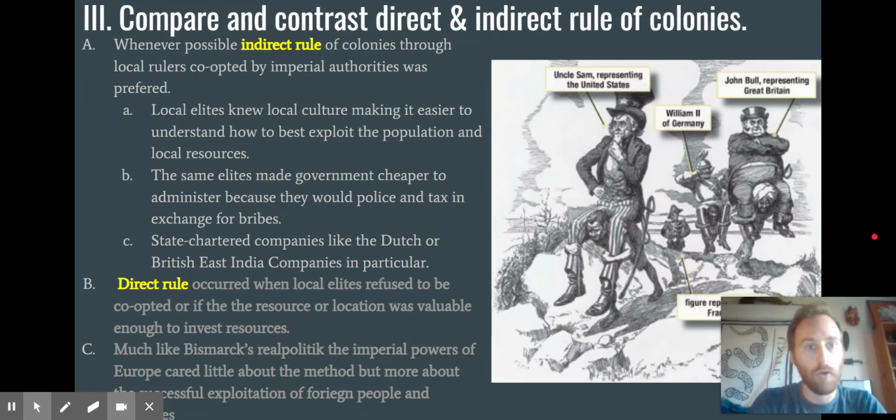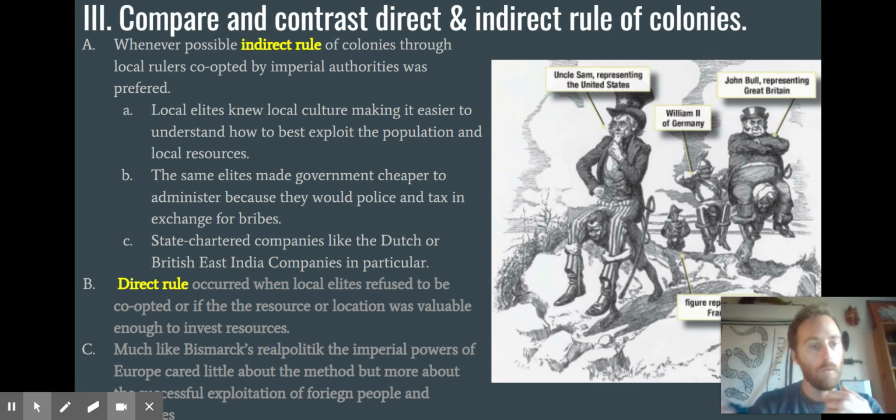This is a pretty harsh cartoon, but it's also accurate. You've got native peoples carrying the national personifications of the various empires. That's what colonialism is about. That's what imperialism is about. There are different ways of going about it. They're known as indirect rule and direct rule. They kind of are what they sound like.